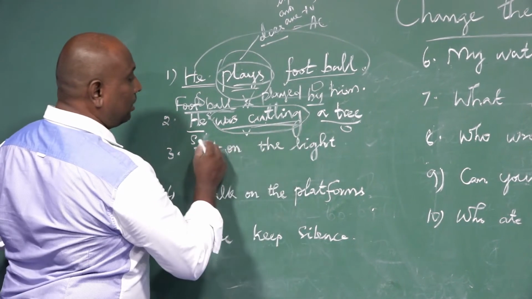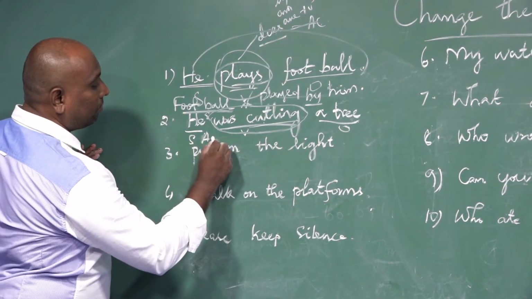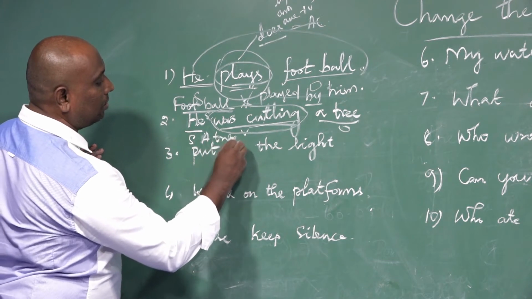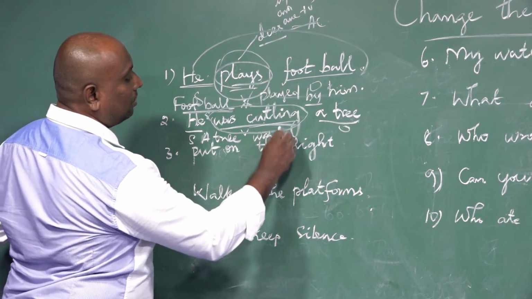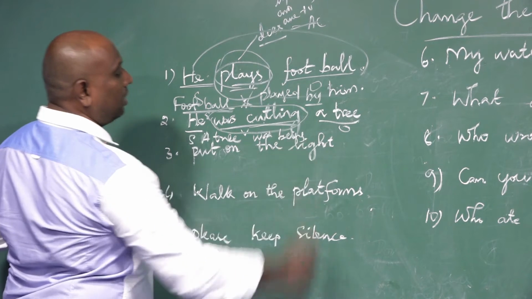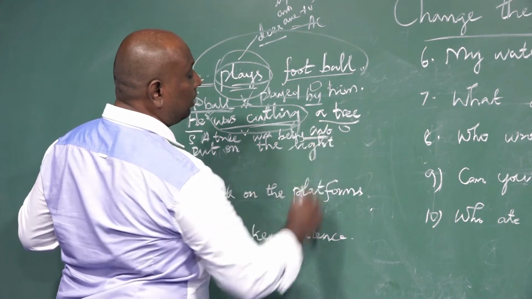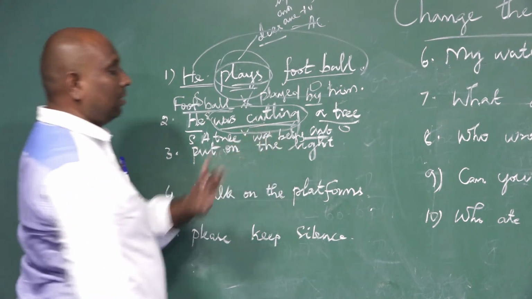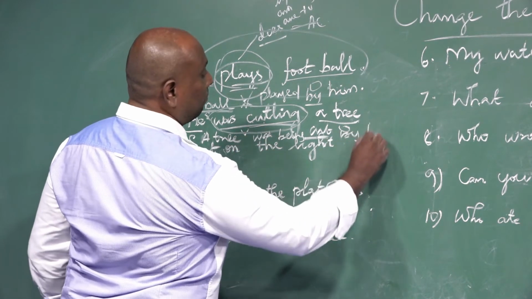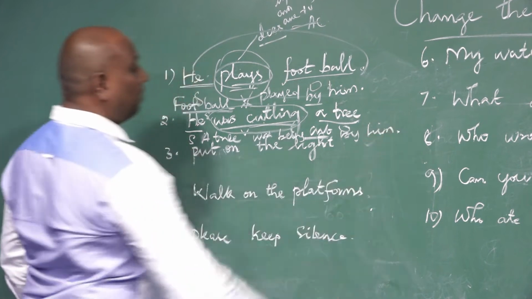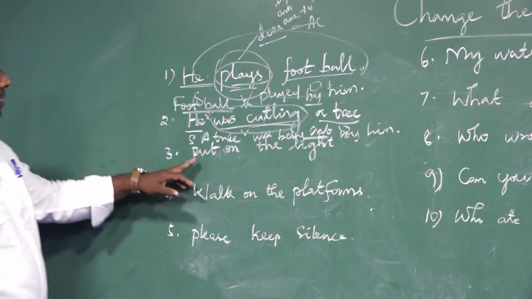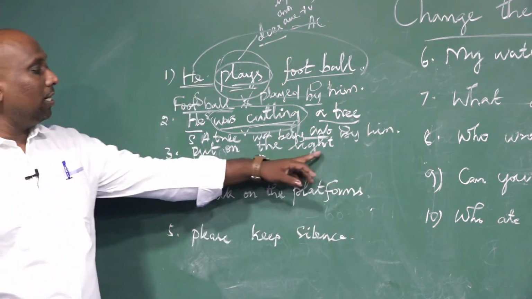So what is the answer for this? A tree was being cut. You might remember, what is the third form of cut? Cut. Cut by him. Okay.